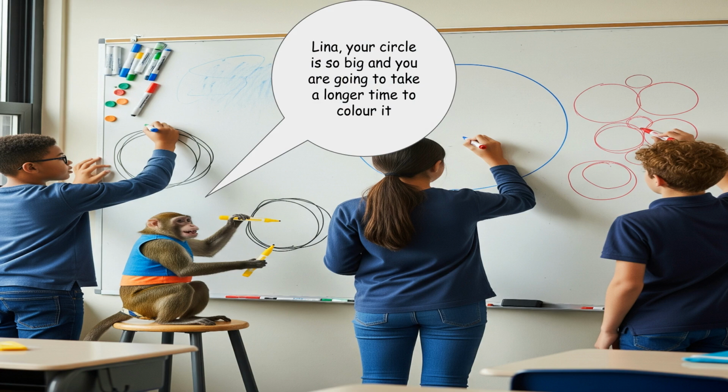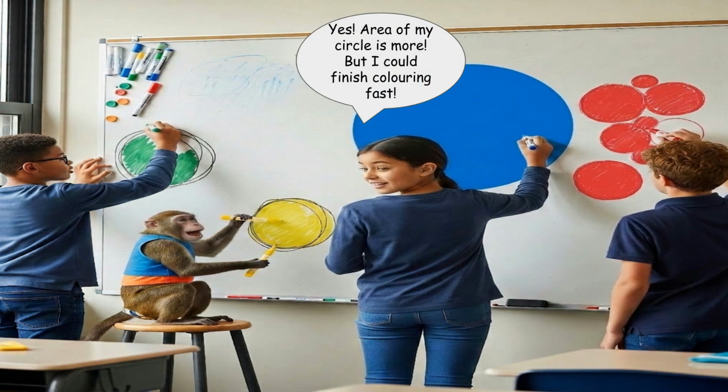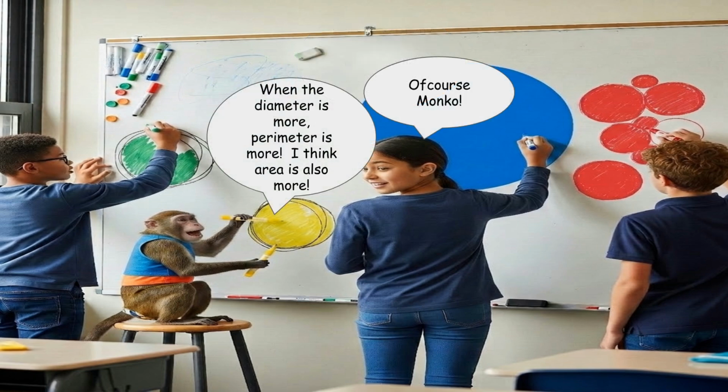Lena, your circle is so big, and you are going to take a longer time to color it. Yes, area of my circle is more, but I could finish coloring fast. When the diameter is more, perimeter is more. I think area is also more.